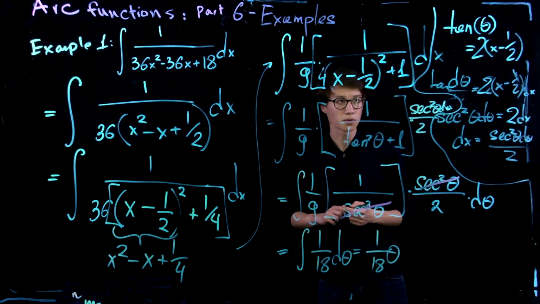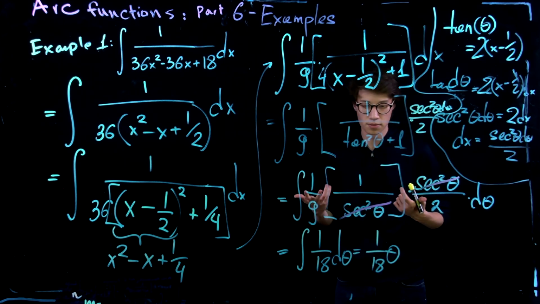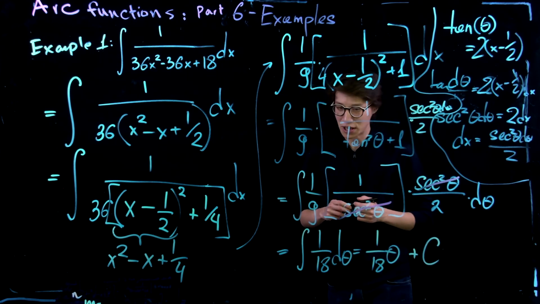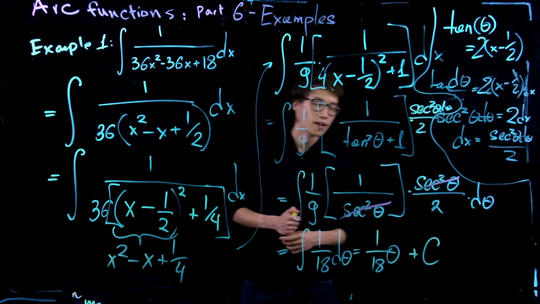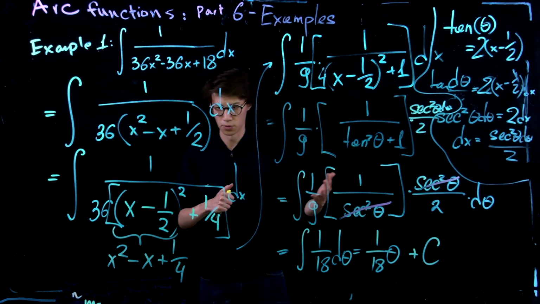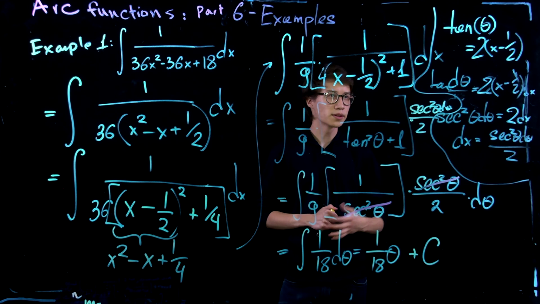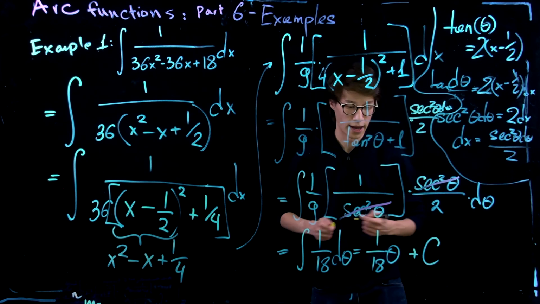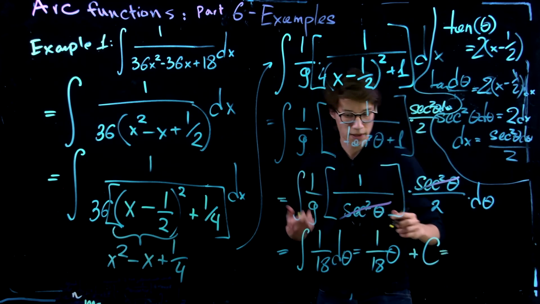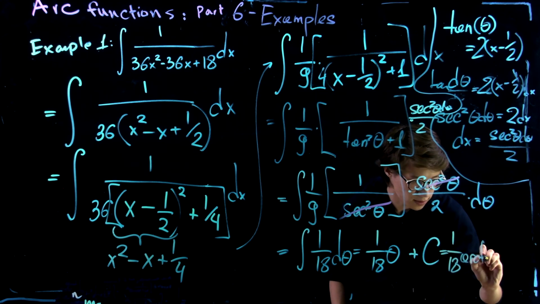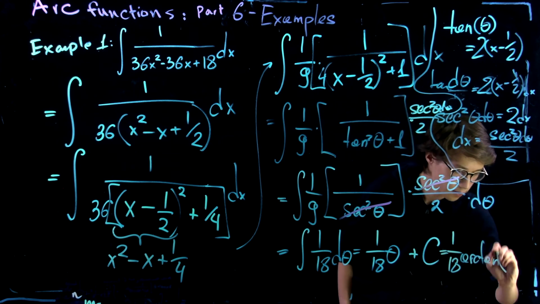And if we remember, plus C. Oh, plus C, exactly. Never forget your constant coefficients. So now we would want to go back into our original variable, which was x and not theta. So what is theta? Well, theta is going to be the arctangent of 2 times x minus a half. So this is going to be 1 over 18 arctan of 2x minus 1 plus C.